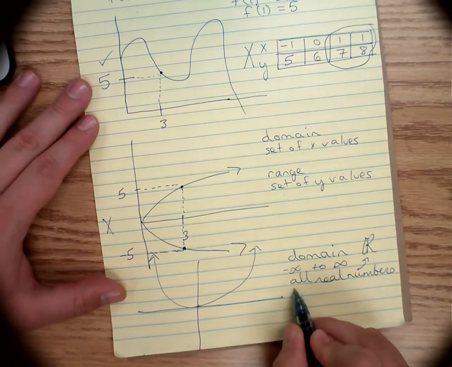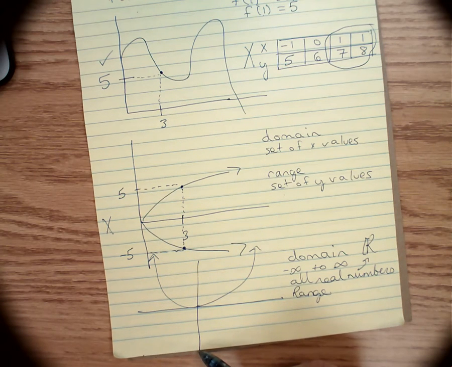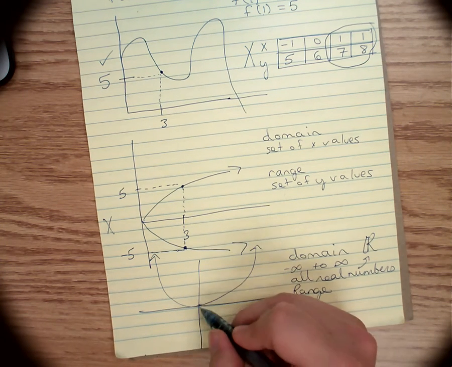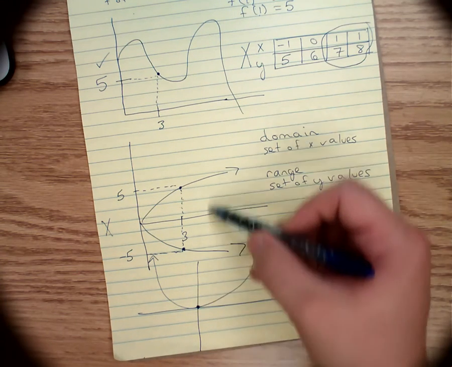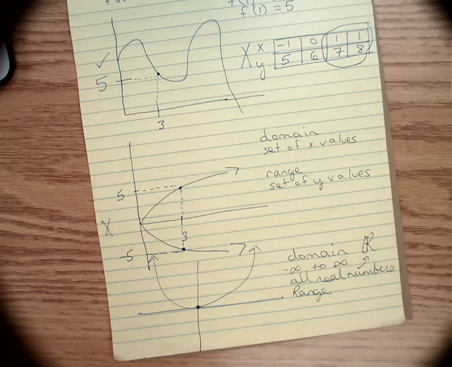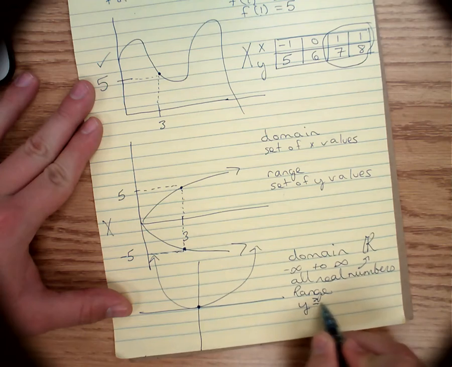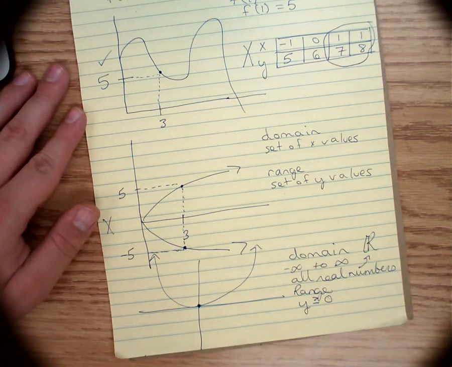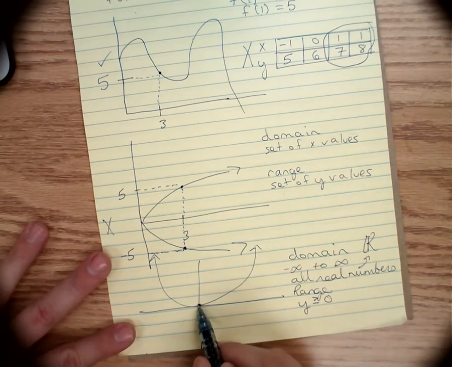Okay, we have range now. So are there any y values working down here? No. So they all start here at 0. And then they go up forever. So the way I can say this is that y is greater than or equal to 0, because y has to be bigger than 0. But it can be equal to, since it does touch right there.